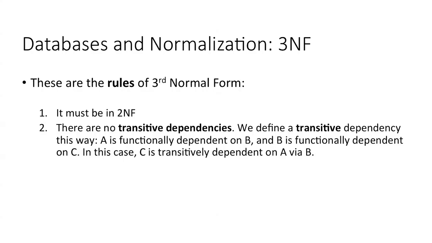Now let us move on to third normal form. These are the rules of third normal form. First of all, it must be in second normal form, and secondly, there are no transitive dependencies. We define a transitive dependency this way: A is functionally dependent on B, and B is functionally dependent on C. In this case, C is transitively dependent on A via B.